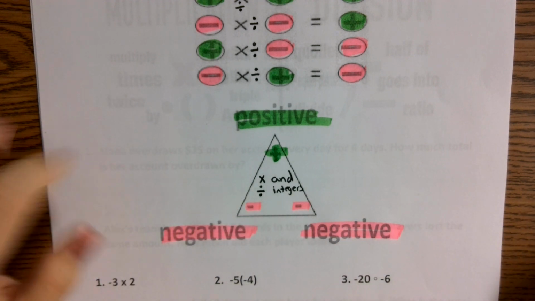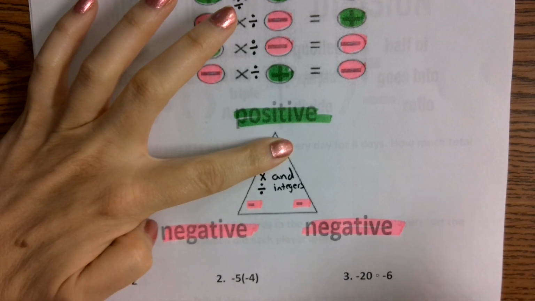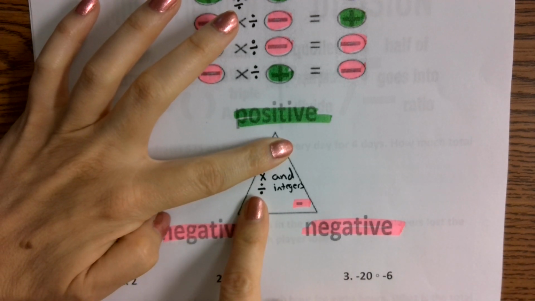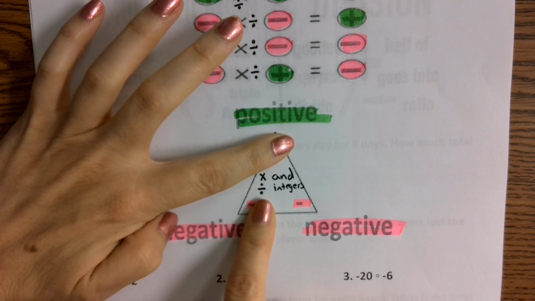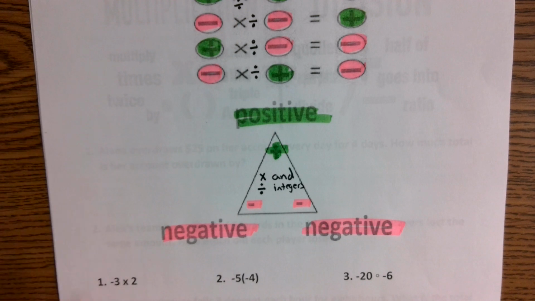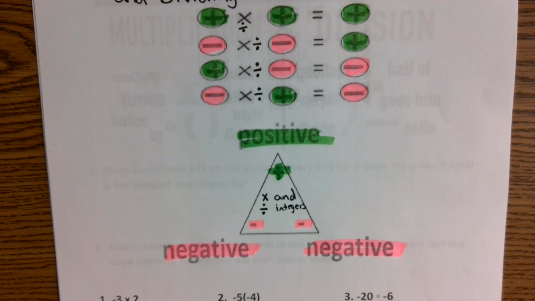If I know I'm doing a positive divided by a negative, what is my answer? Negative. So what you cover is the problem. What still shows is your solution, the sign for your solution. Now, obviously, we don't have to have it for positive and positive. You guys know positive and positive is positive. You've been doing that since 3rd grade. You have done multiplication and division since 3rd grade with only positives. So you don't need the triangle to show you a positive and a positive.